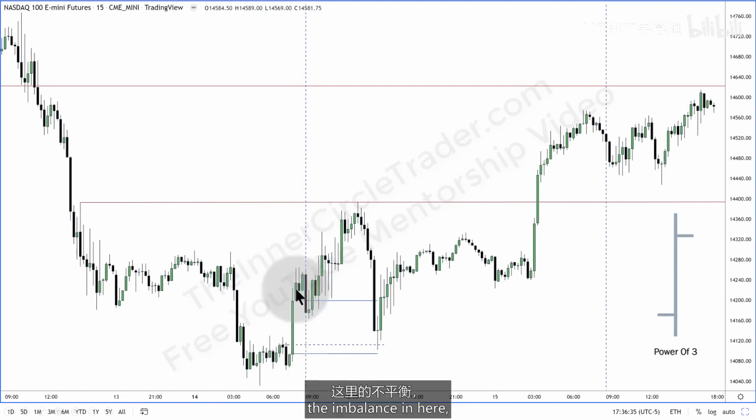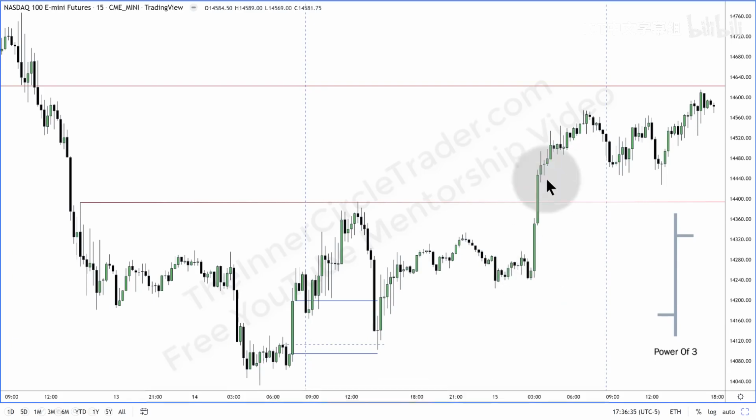Now, the imbalance in here, if you go to the left of it, you can see the down close candles. That's your bullish order block. The market trades down, hits the order block, and it's an afternoon trade, so it starts to rally and then consolidates into the close. Overnight, we create a wicked run last night.